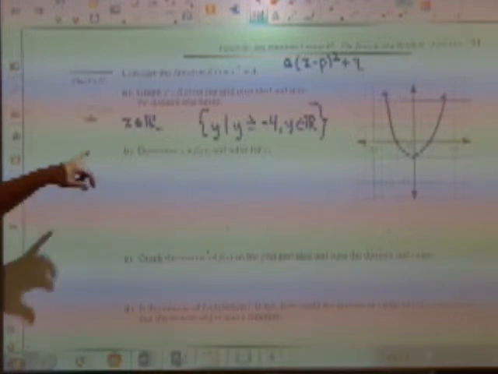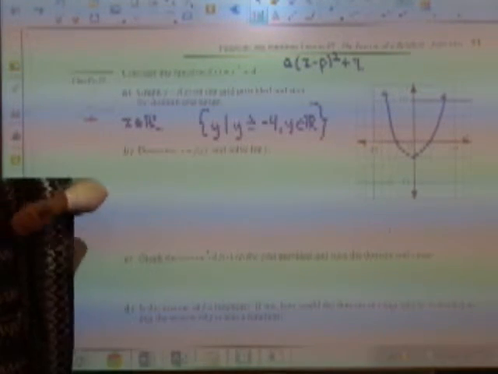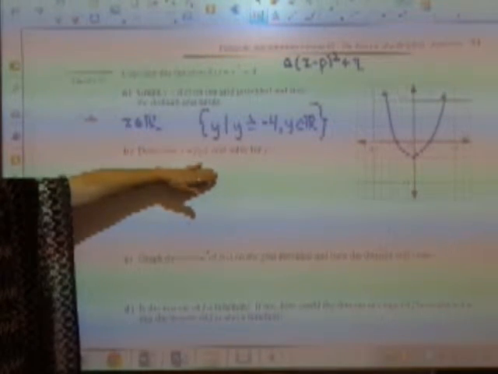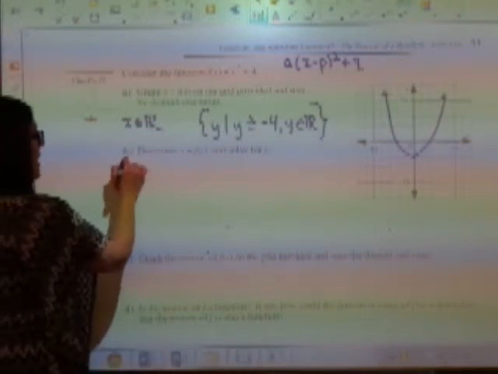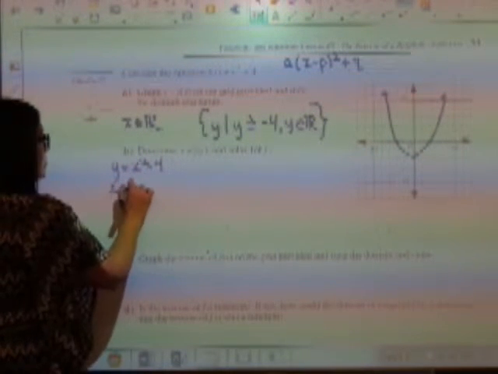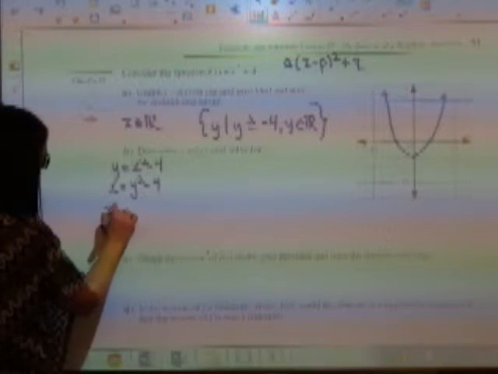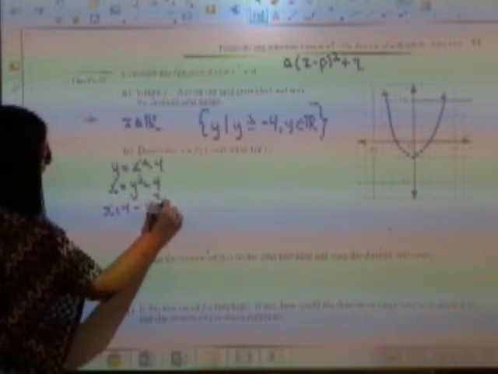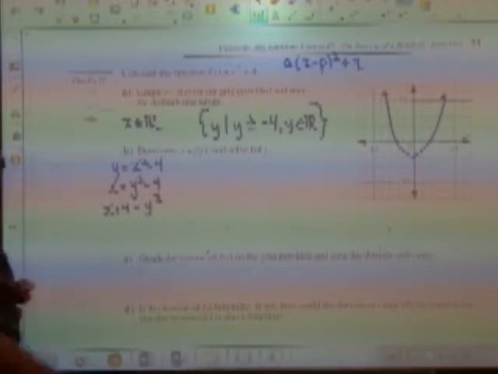So now if this right here, where it says determine x equals f of y, and then solve for y, this is asking you to determine the inverse. That's what this notation here means. Determine the inverse. So I would have y equals x squared minus 4, which would then become x equals y squared minus 4. Add 4 to each side, and I get x plus 4 equals y squared. And then what would I do to get y? Square root it.